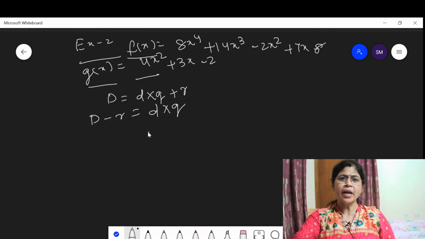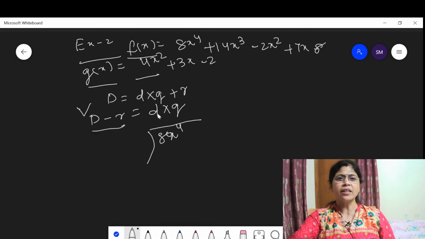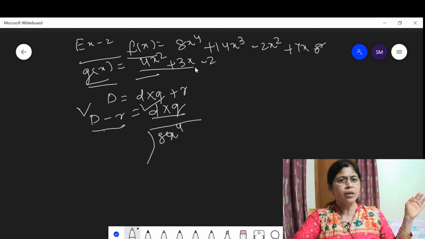When we divide f(x) by g(x), we get q(x) and r(x). What will be the remainder? When you subtract the remainder from the dividend, the resultant will be divisible by the divisor. Here the divisor is given as 4x square plus 3x minus 2. Now let us do the long division method.